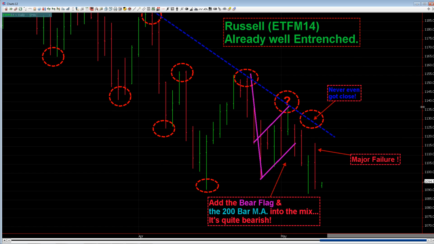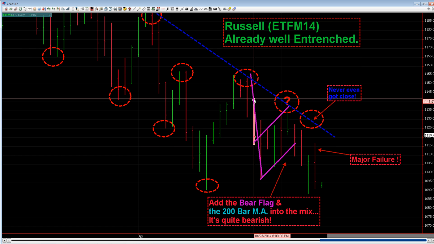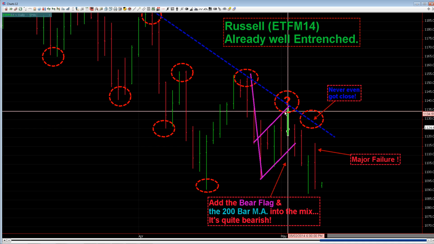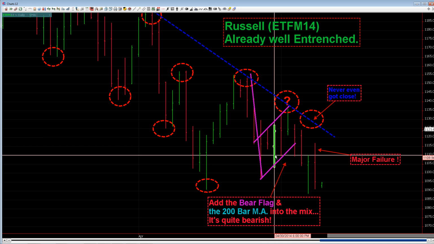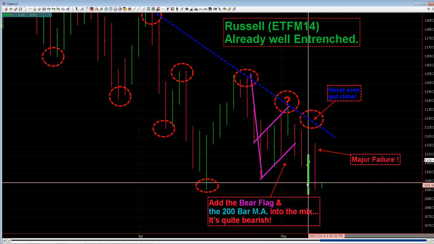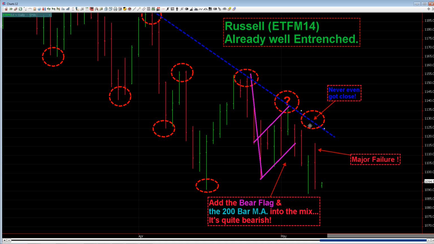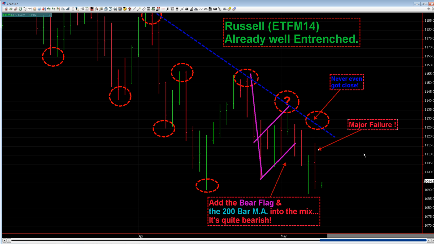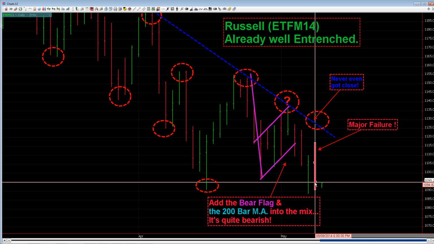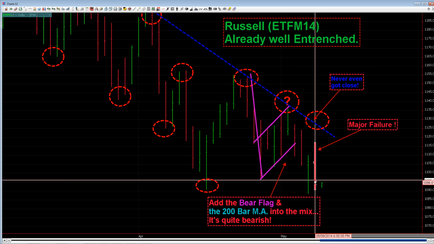Then look what happens. It fails. It creates a bear flag. This thing right here that you're looking at is a bear flag. It drops out of the bear flag, tries to come up, and cannot get to this trend line. Not even close. Major failure. Turns around and closes right here at the bottom of the day.